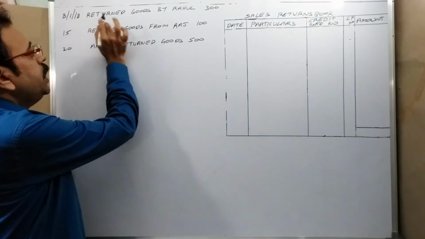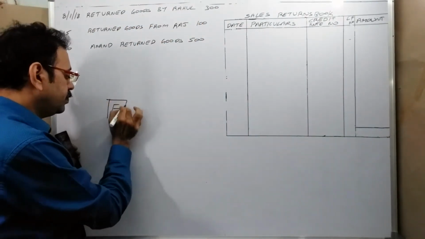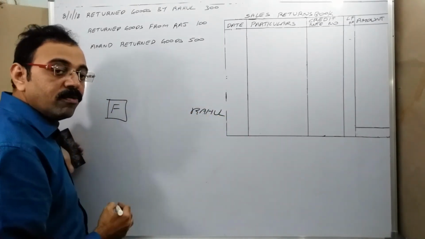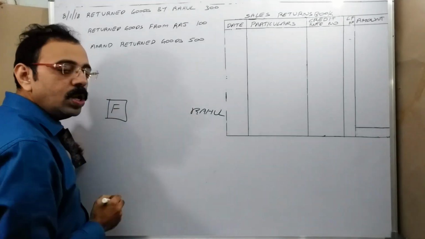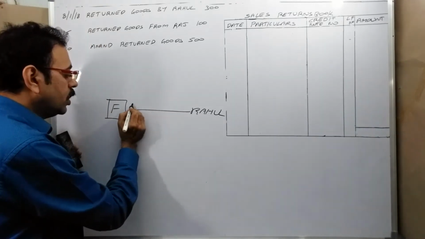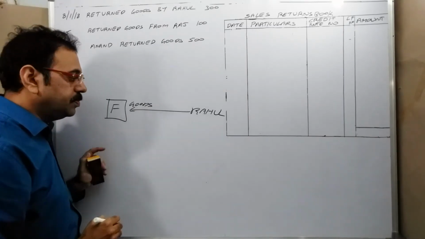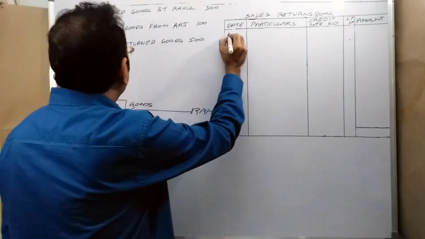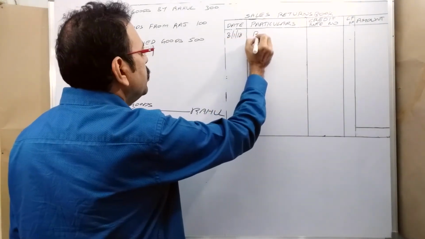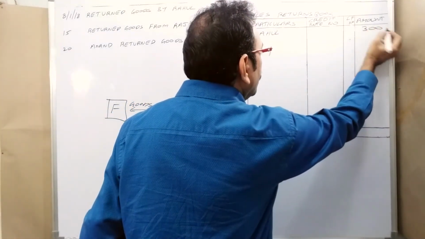See the first one. Returned goods by Rahul. This is the firm. Rahul is our customer. Once we sold goods to Rahul. Now on 8th date, Rahul is returning goods to us. Then in the date column, write down the date. Customer's name is Rahul. Amount is 300.